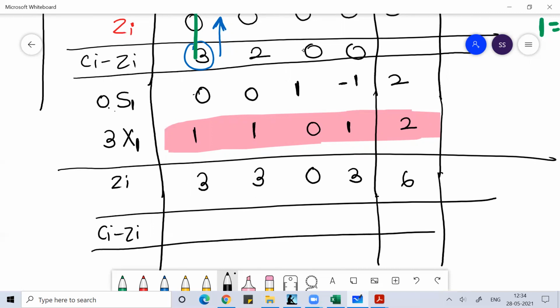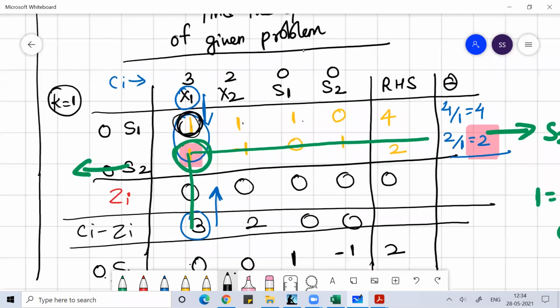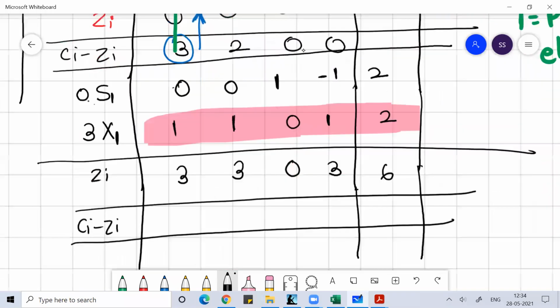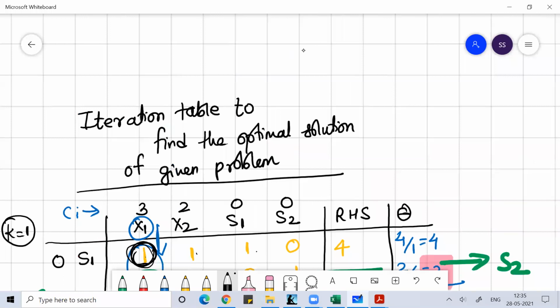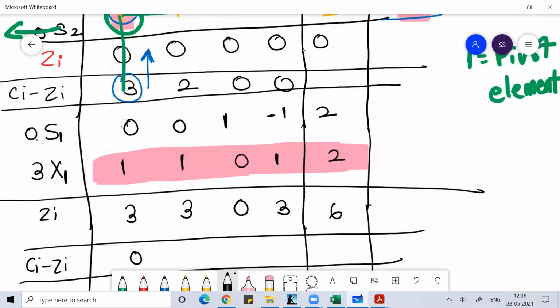We'll keep doing this calculation till either we get negative or 0. Ci minus Zi, this is 3 minus 3, 0. Then 2 minus 3, minus 1.